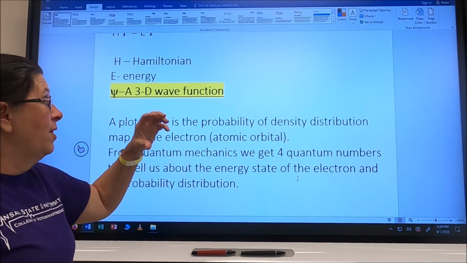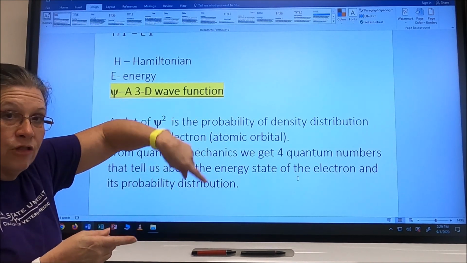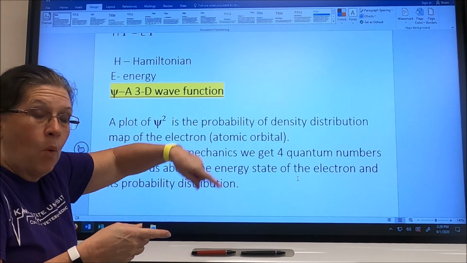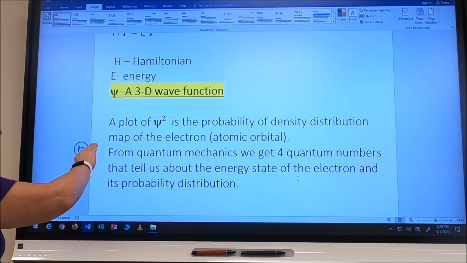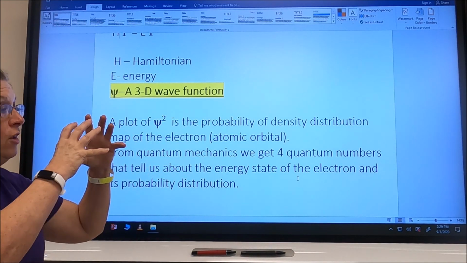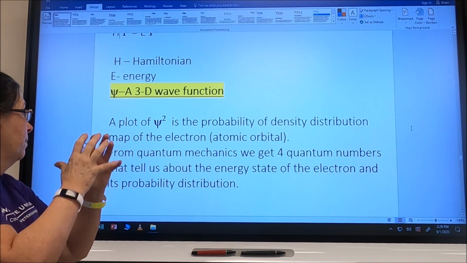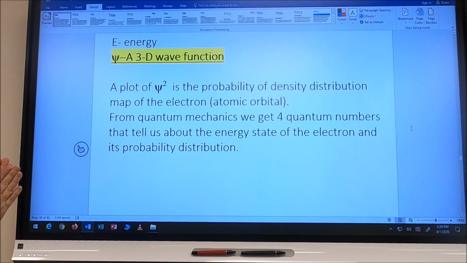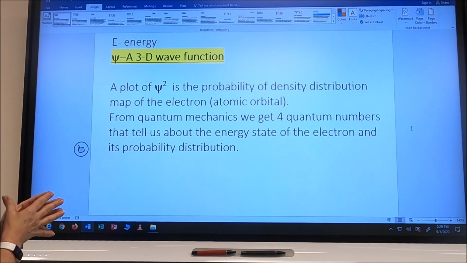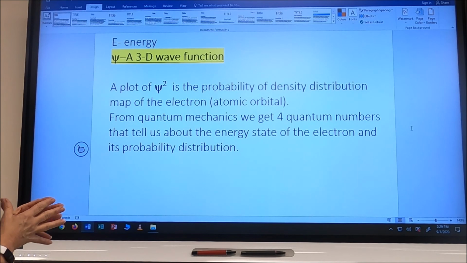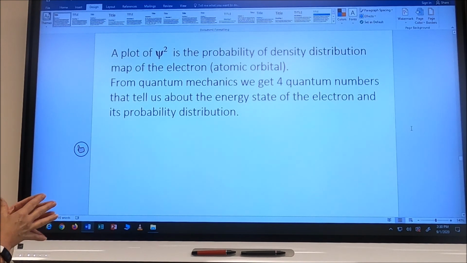A plot of psi squared is the probability density distribution for an electron, and we call that an atomic orbital. An orbital is different than an orbit. An orbit is a flat circular pathway. That's what Bohr had in his model. But an orbital is a volume of space where 90% of the time the electron is going to be. It takes four quantum numbers to tell us the energy state of an electron and to give us its probability distribution. So we're going to talk about the four quantum numbers.